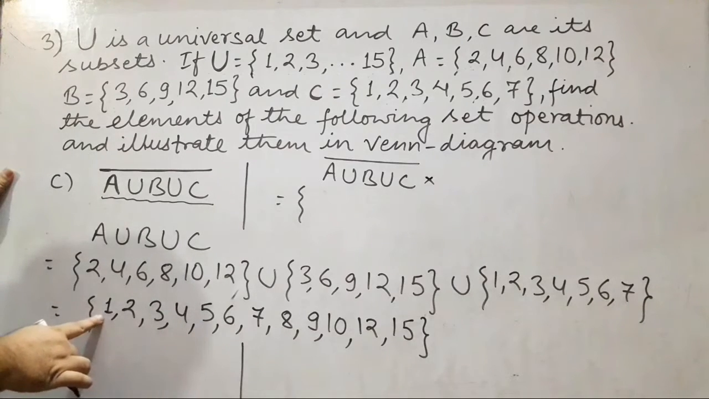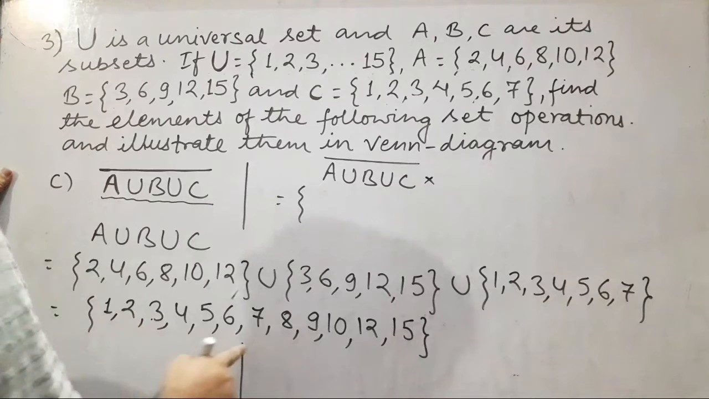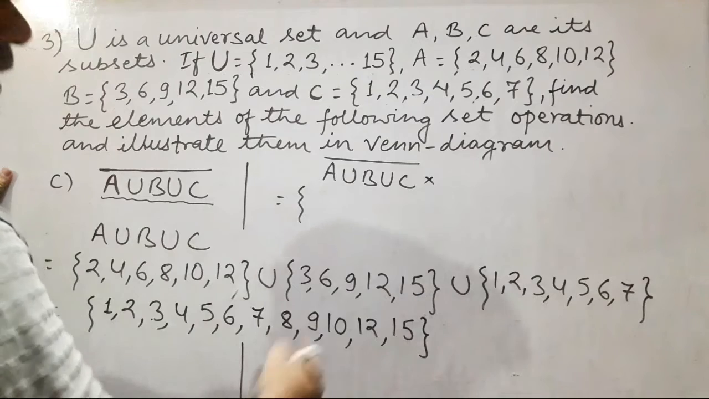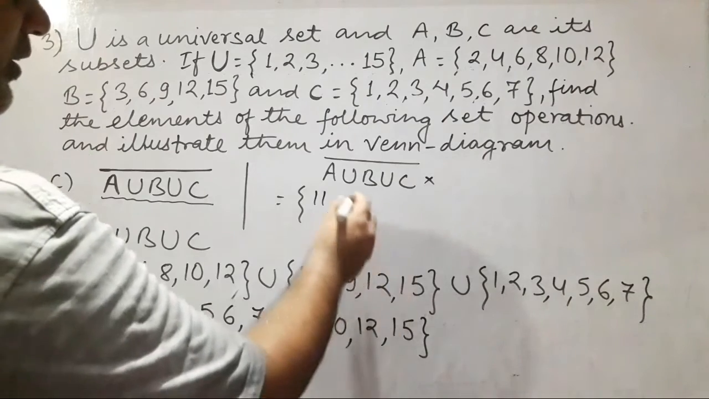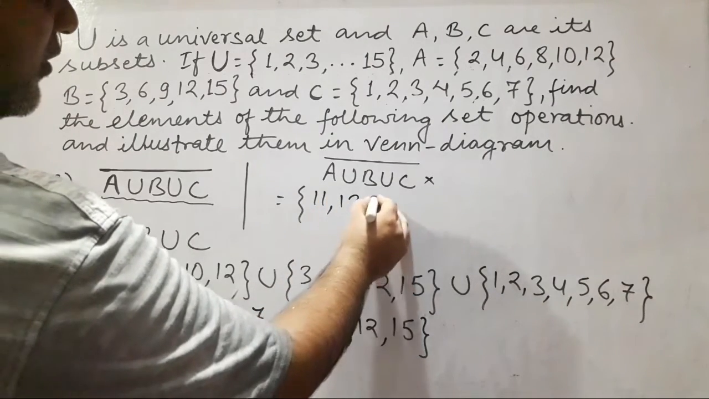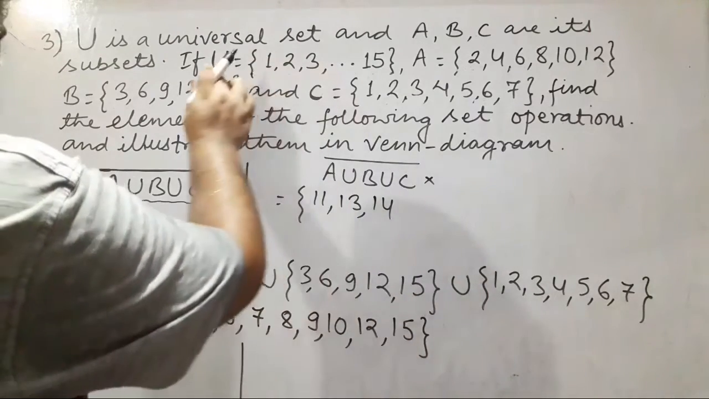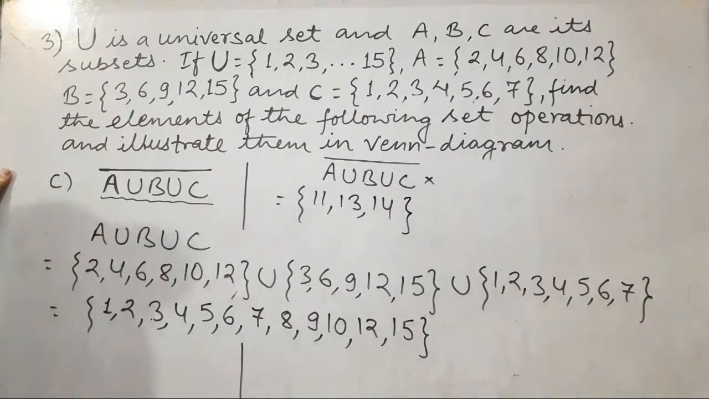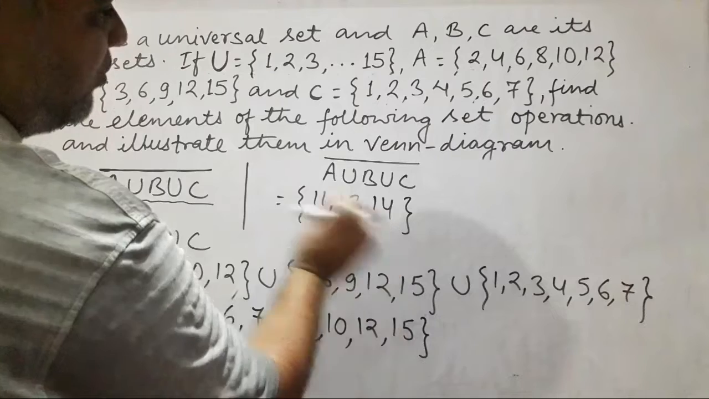Let's see. 1 lies, so we will not write 1. 2 lies, we will not write 2. 3, don't write. 4, don't write. 5, don't write. 6, don't write. 7, don't write. 8, we cannot write. 9, we cannot write. 10, we cannot write. 11, there is no 11 in the union, so 11. 12, we cannot write. 13, 14. 15, we cannot write. And we cannot write more than 15 because inside the universal set there is only up to 15. So A union B union C complement has the elements 11, 13 and 14.